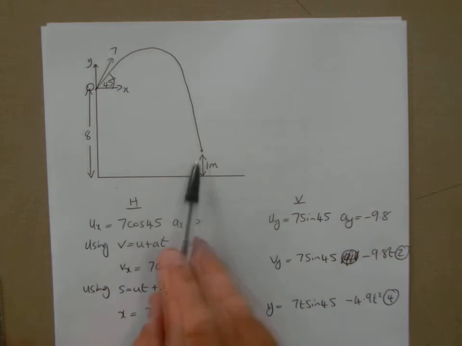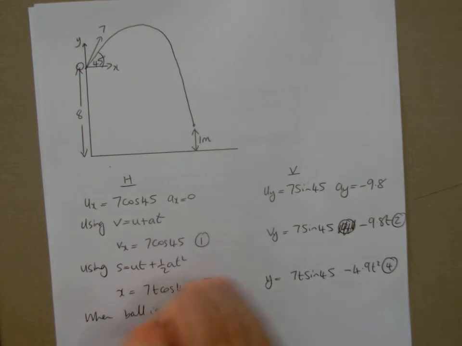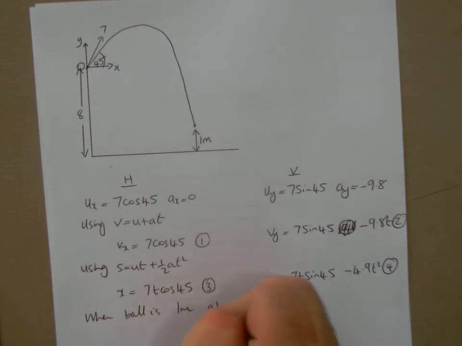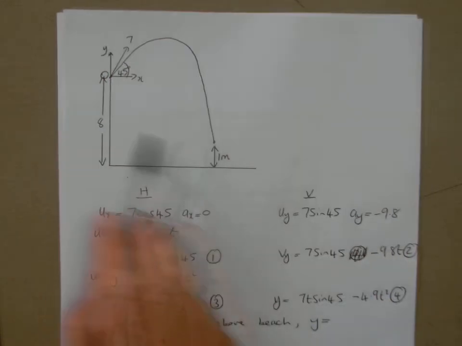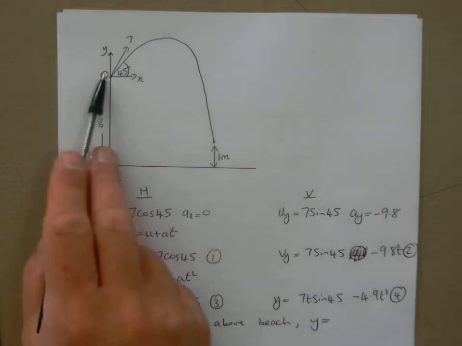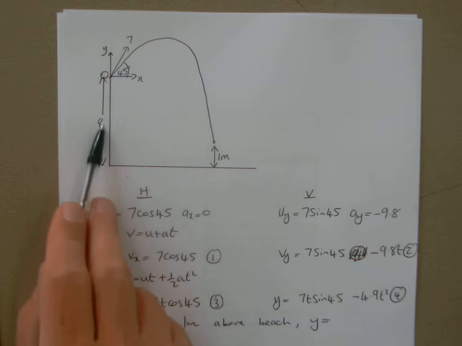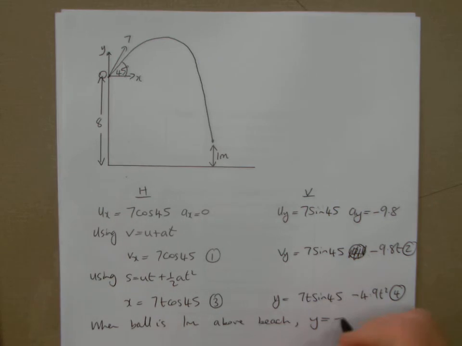Now, when the ball is 1 meter above the beach, let's think about what y is going to be. Well, if it's 1 meter above the beach, y is going to be minus 7, isn't it? Because remember, that's where my origin is. This is my axis system, so it's going to be in the negative, isn't it? It's going to go down to minus 7, because you're 1 meter above the beach. So y will equal minus 7.